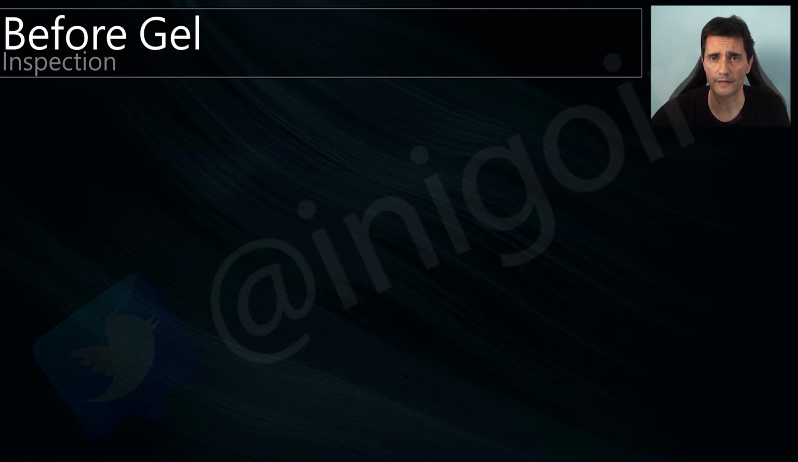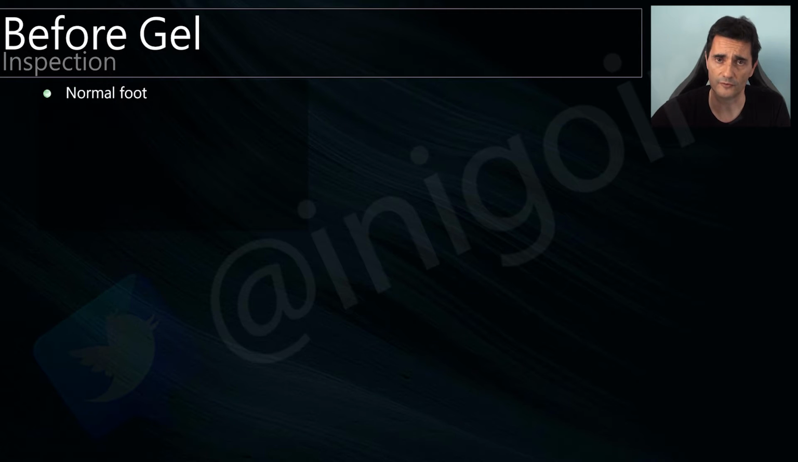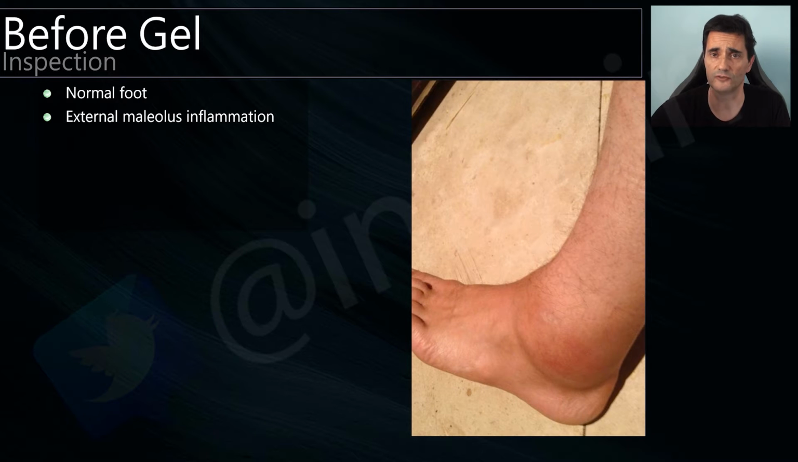If we can make some explorations before applying gel, we will have a better evaluation of the structures in general. First of all, we can have a normal patient with a normal foot. Okay, this is not a severe injury, sure, but sometimes we will notice this foot here with the local edema in the lateral malleolus. This is the typical anterior talofibular ligament injury.